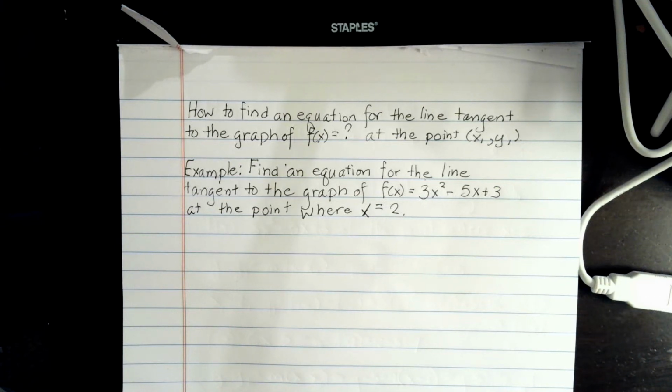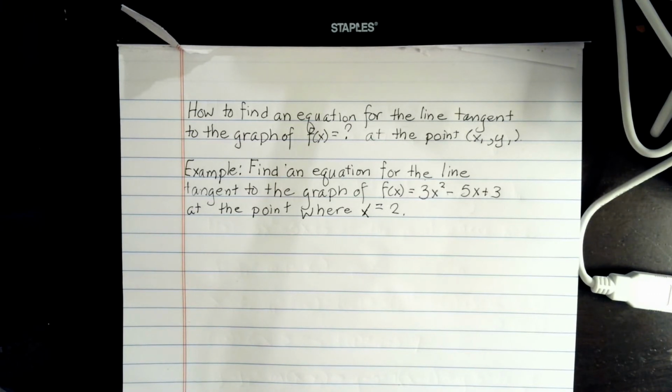In this lesson, we're going to discuss how to find an equation for a line tangent to the graph of some function f of x at the point x1, y1. So for example, let's find an equation for the line tangent to the graph of f of x equals 3x squared minus 5x plus 3 at the point where x equals 2.